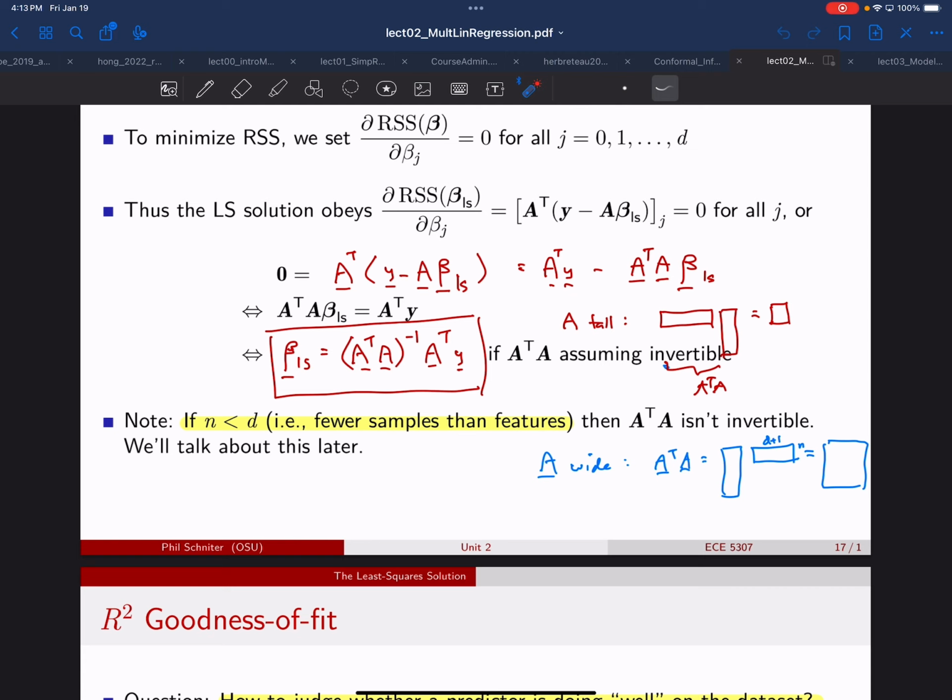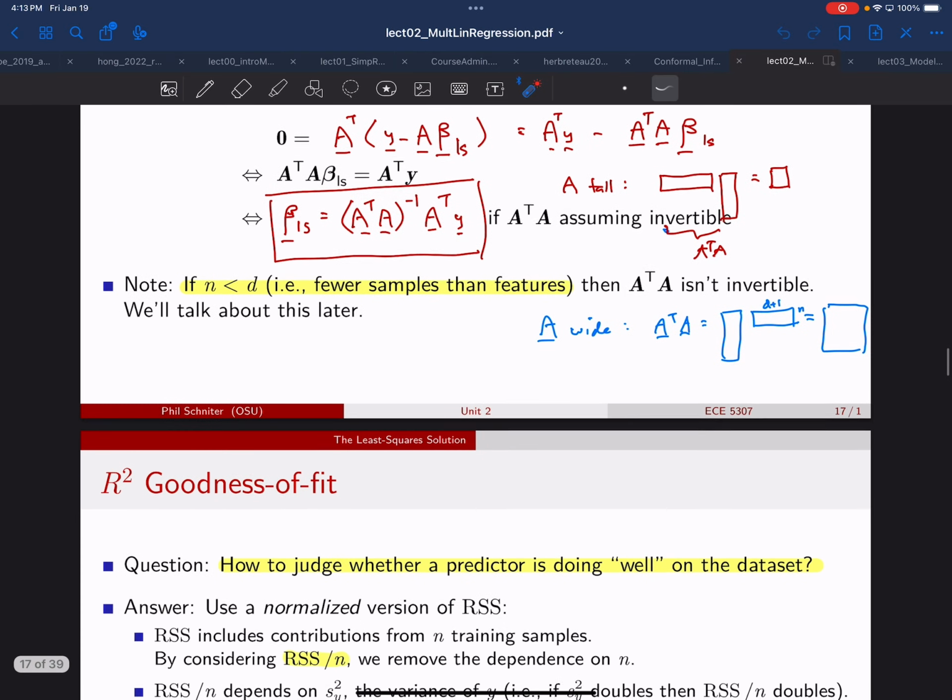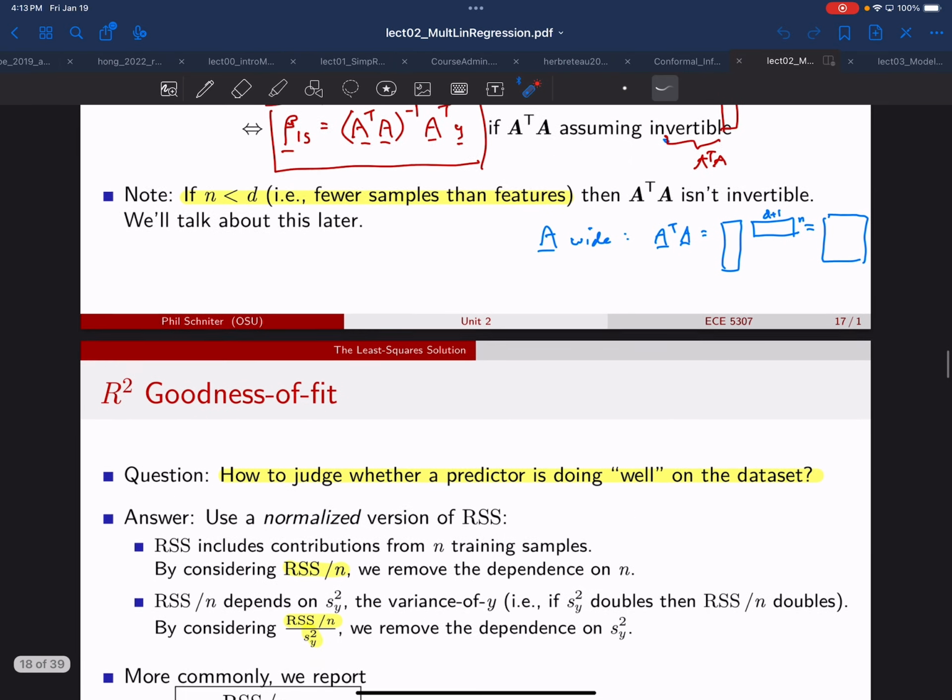So several people asked, why can't we just do the inverse of A transpose? And that's because A transpose is not usually square, it's usually tall, and you cannot invert a non-square matrix. Okay, so this is one way of getting the coefficient vector. We'll describe another way today.